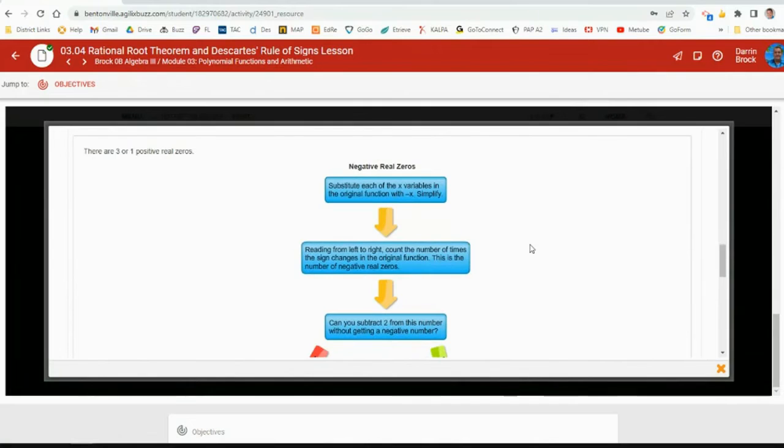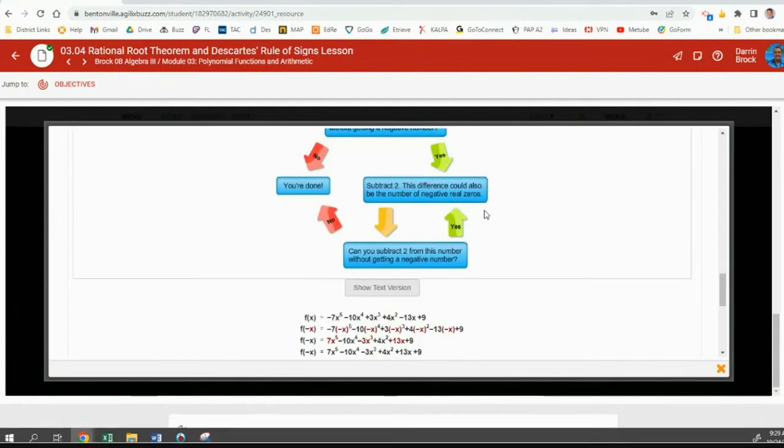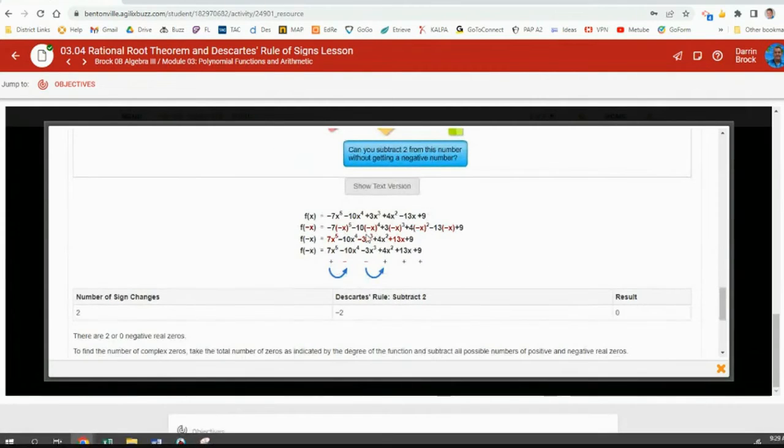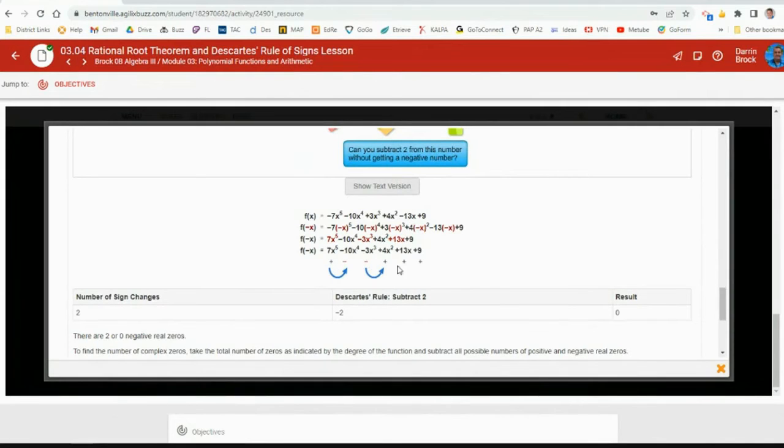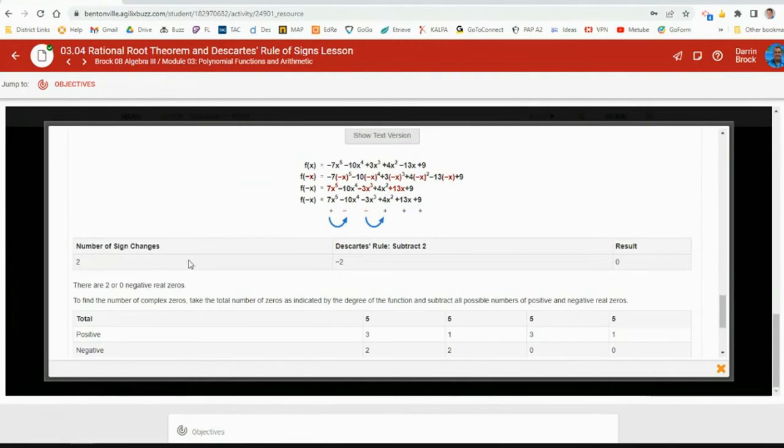All right. And then when you see the number of sign changes, it could be 3 or could be 1. For negative real zeros, you have to substitute. You've got to substitute negative x into your equation and simplify it. So they do that right there. That changes to plus, minus, minus, plus, plus, plus. So it only changes twice. It changes once to a negative and then changes back to a positive, and that's it. So that means there could be 2 or there could be 0 negative.